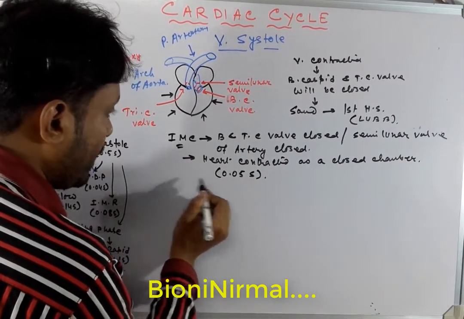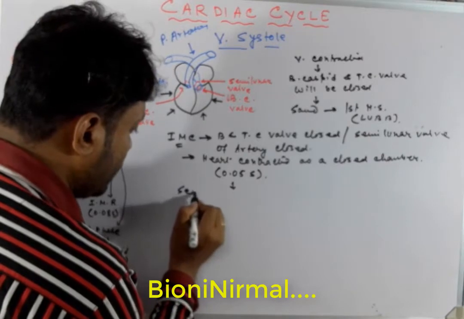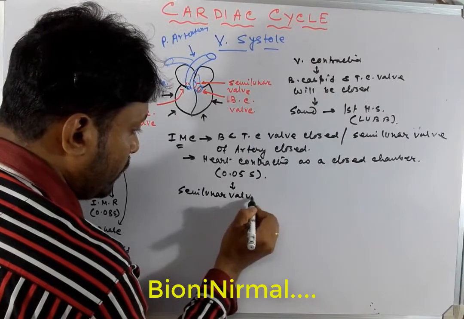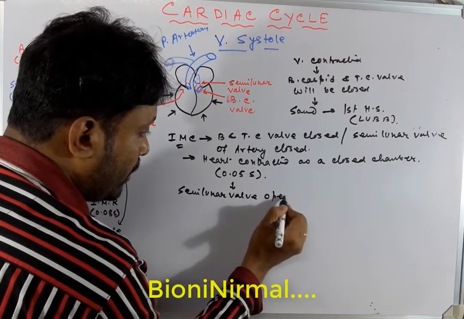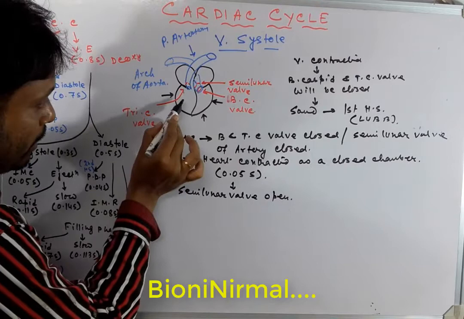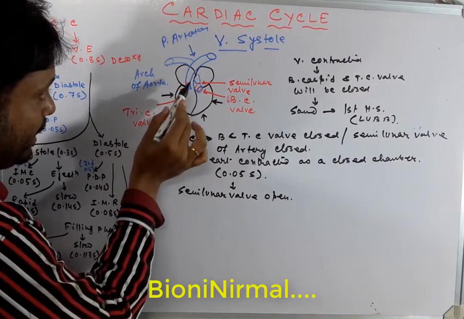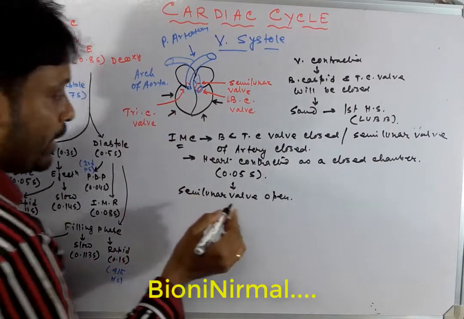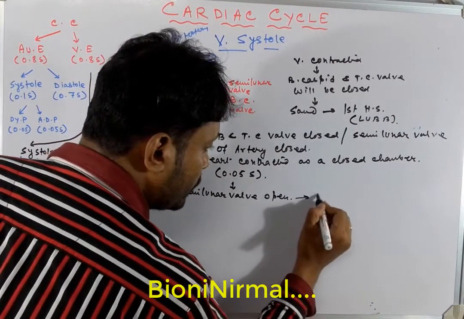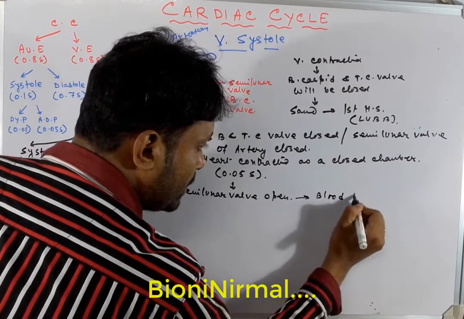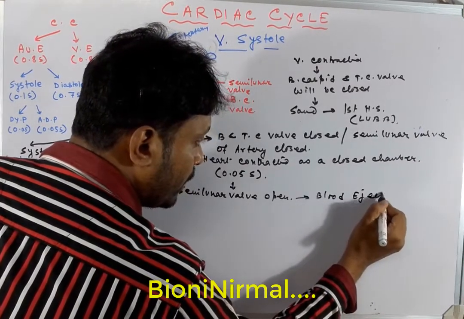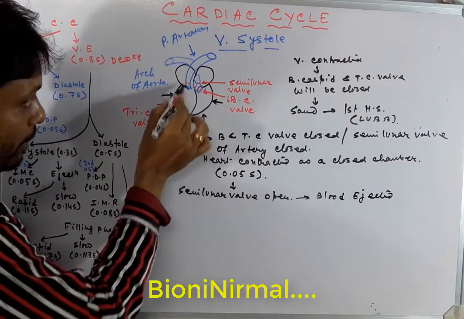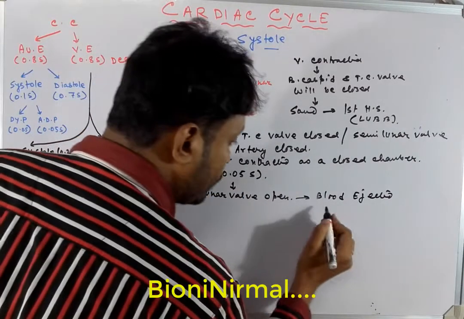The next step is that the semilunar valves open. Why will the semilunar valve open? Because the ventricular pressure slowly increases above that of the artery, so the semilunar valve will be opened, and the blood is ejected from the ventricle.